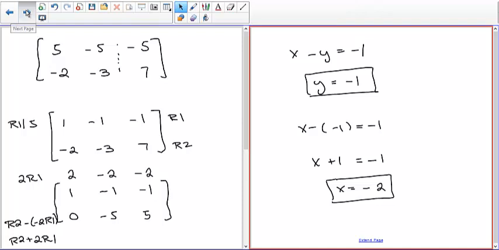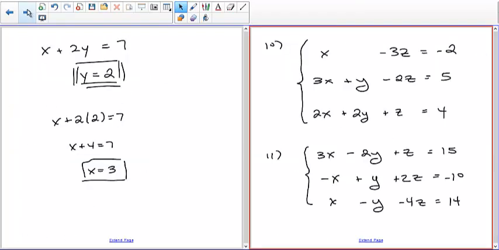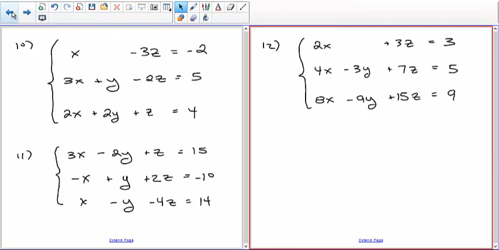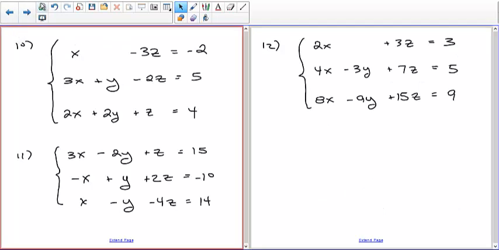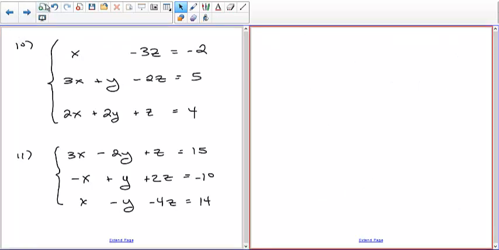Okay, so those two problems. Now they're going to get harder. Got 3 long ones. Yeah, these can wear you out.